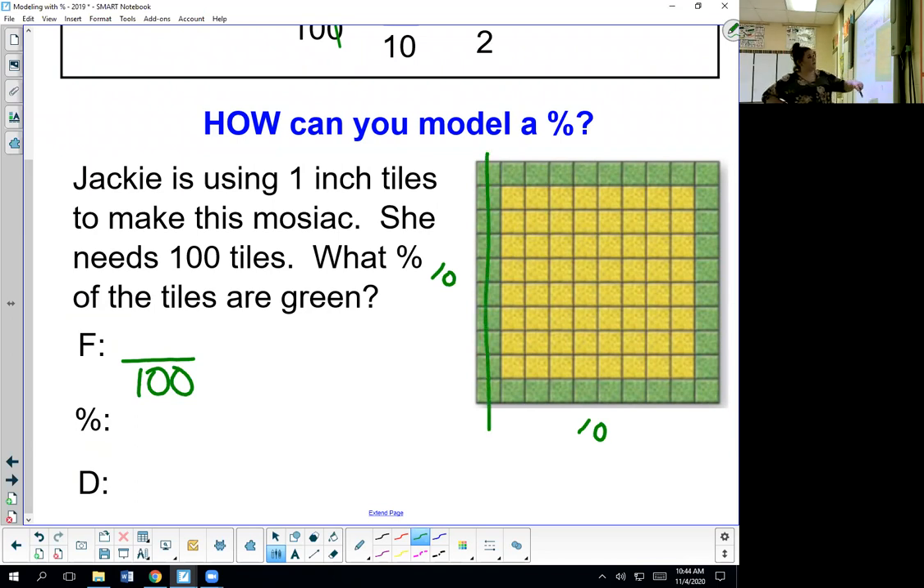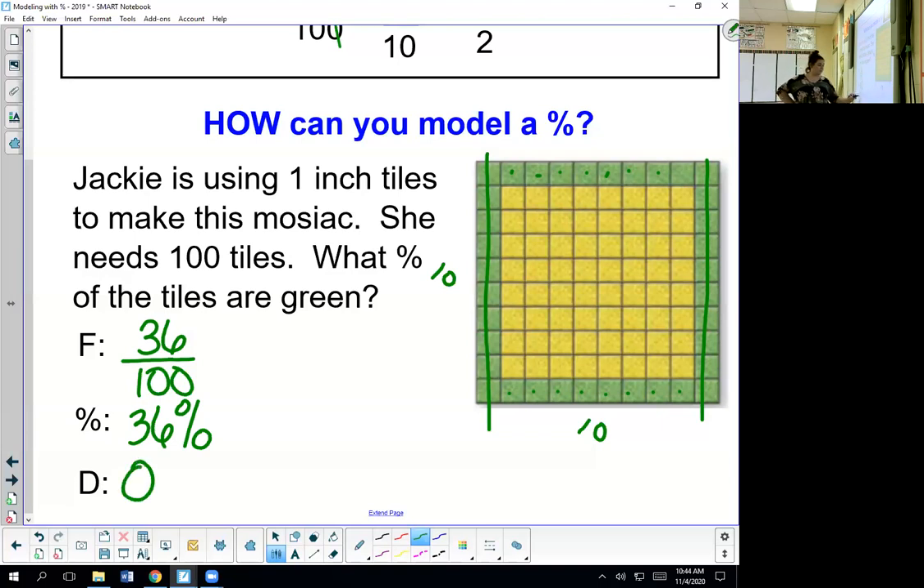Now it's 10, 20, 21, 22, 23, 24, 25, 26, 27, 28, 29, 30, 31, 32, 33, 34, 35, 36. So 36 out of 100 shaded in. So what percent's that? Well, percent's out of 100, right? So it'd be 36%. And then how do you say 36 hundredths is how you're going to write it as a decimal? So it'd be 0.36.